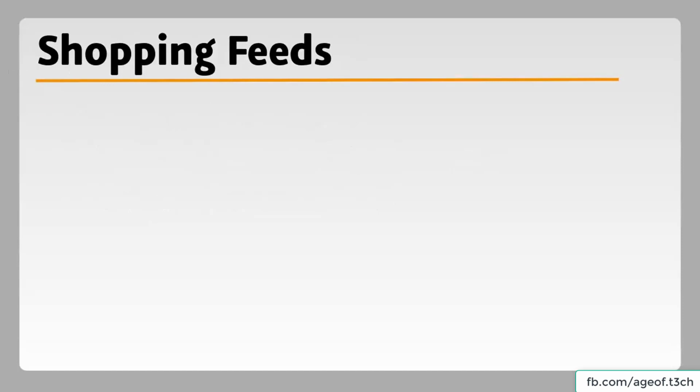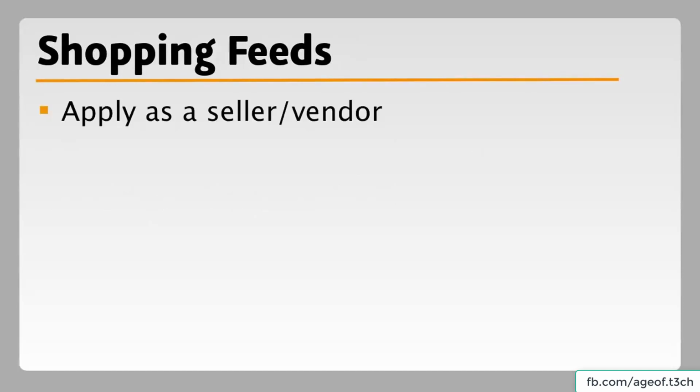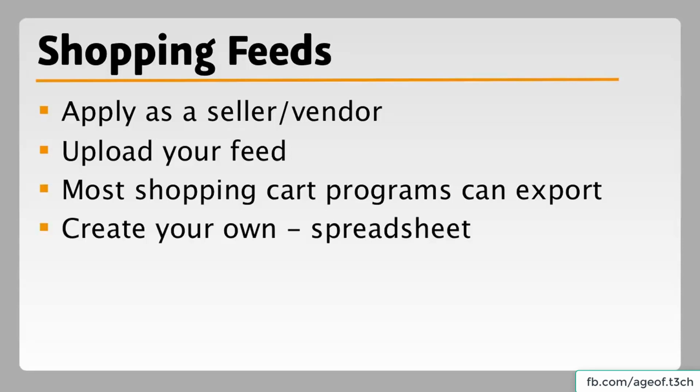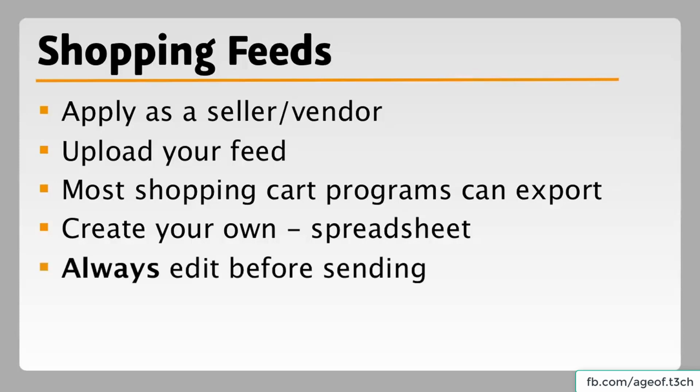So for a shopping feed, what you have to do is apply as a seller or a vendor, set up your account, and then it's as simple as uploading your feed, which is usually a spreadsheet or a CSV. Now, most of your shopping carts can export a product listing in this format so that you can upload it. But I've always found that it's better not just to create it from scratch, but to edit it. Make sure that your product export matches what is going to help you with the search engines. Always, always edit your product export before you send that feed to the search engine or to the shopping site.